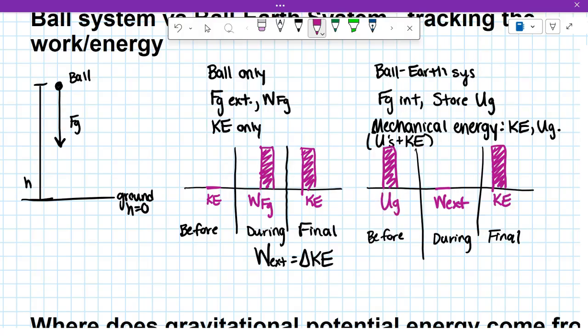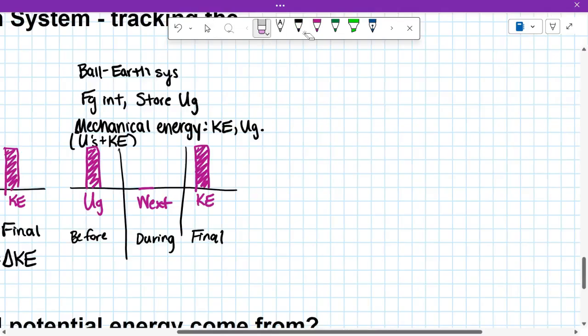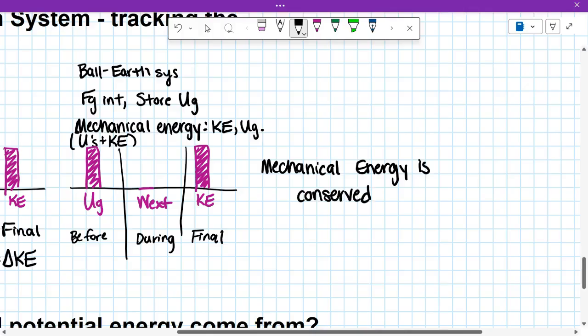stored in the system. And there are different benefits to why we would define our system as the ball only and the ball earth system. Here in the ball earth system, this is a convenient way to define this system, because in this system we could say mechanical energy is conserved. Meaning I started with 3 bars of potential. No work was done to change my energy, so I could end with 3 bars of kinetic.